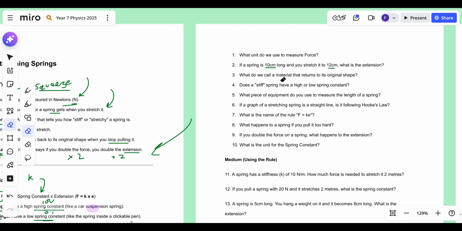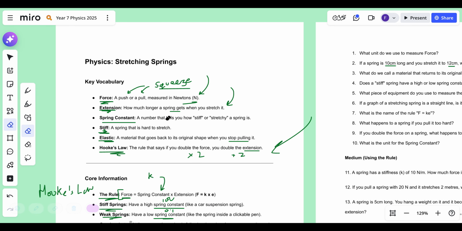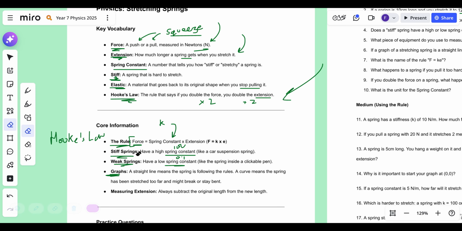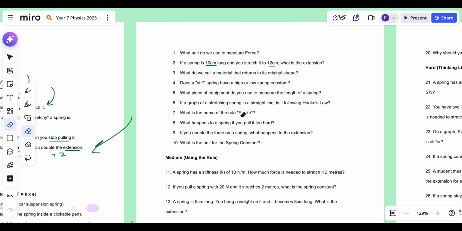Does a stiff spring have a high or low spring constant? Well, it's a stiff spring. All right? And that's down here in core information. Stiff springs have a high spring constant. What piece of equipment do you use to measure the length of a spring? A ruler.